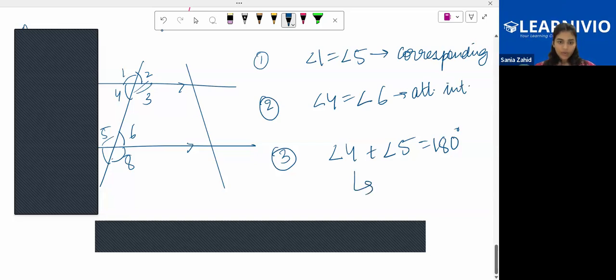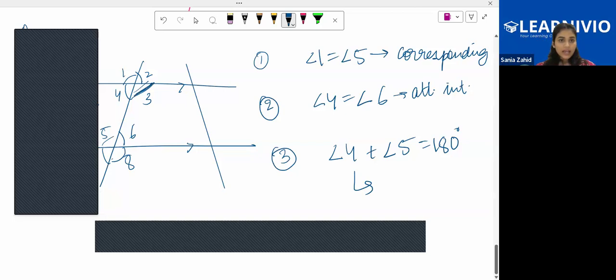What about angle 4 and angle 5? See, it's not given that 4 and 5 are equal. It's given that angle 4 plus angle 5 is 180 degrees. So basically, we have a property. All the angles that I talked about are equal. All the vertically opposite angles are equal. Alternate interior angles are equal. Alternate exteriors are also equal. Corresponding angles are also equal.